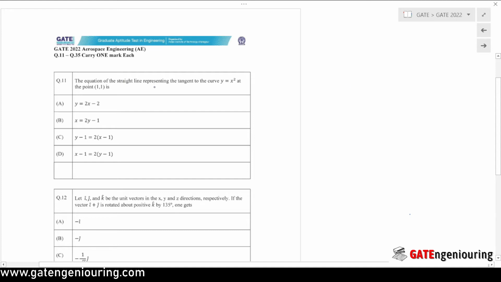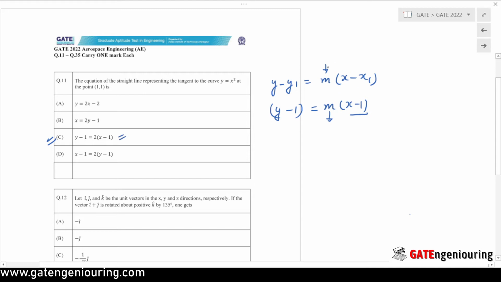So the equation of a straight line representing the tangent to the curve y is equal to x square at a given point. So basically we know that the equation of a straight line which is tangent to a curve is given by this equation: y minus y1 is equal to m times x minus x1, where m is the slope. So y1 and x1 are 1 and 1, so y minus 1 equals m times x minus 1. If you look at the options, you don't even need to find this, and the option should be this one. Okay, this is the correct one.